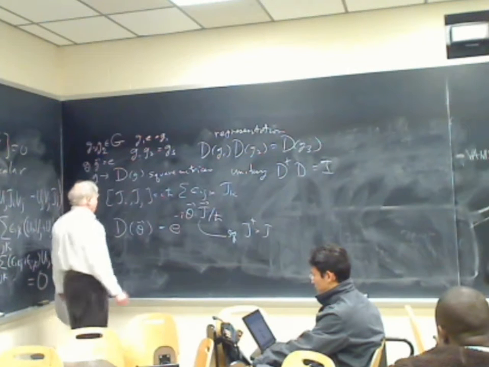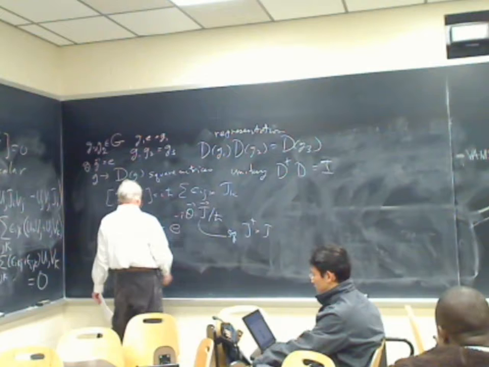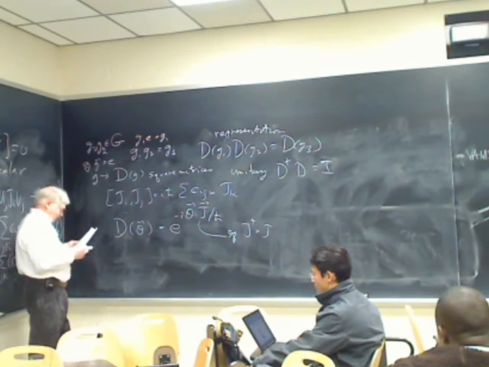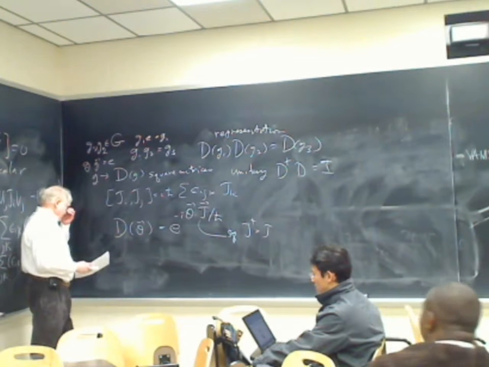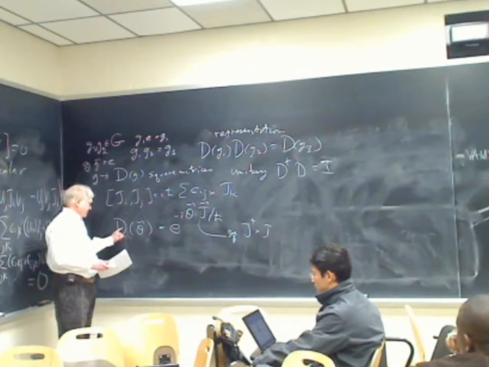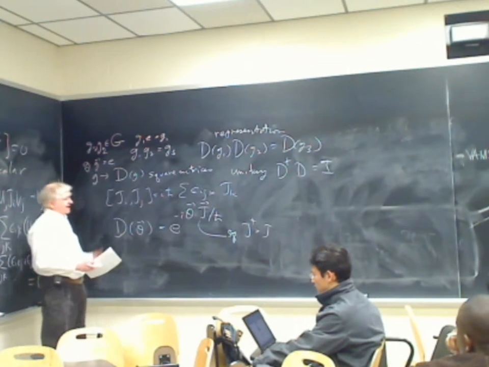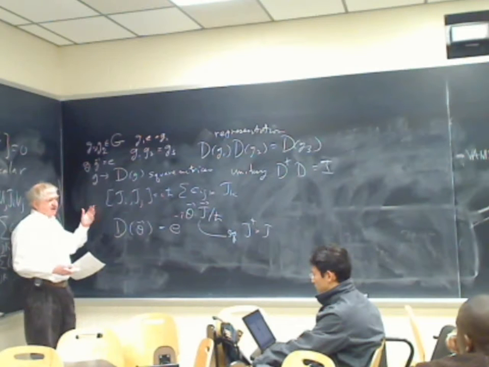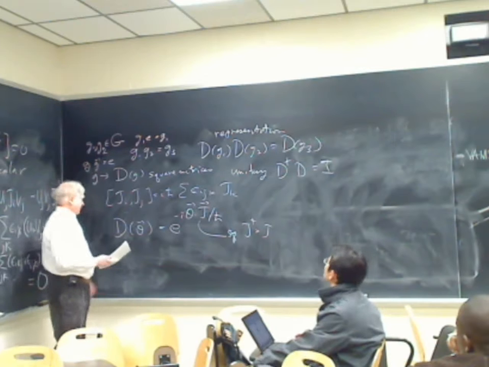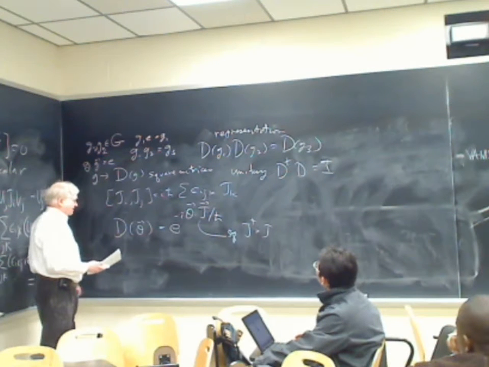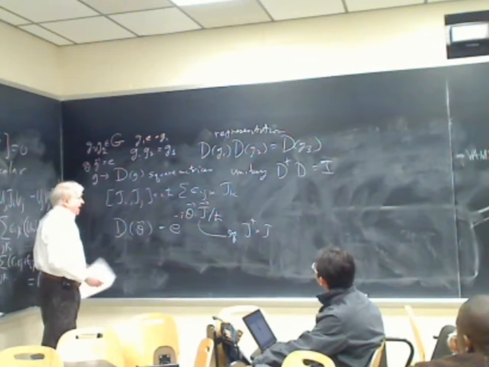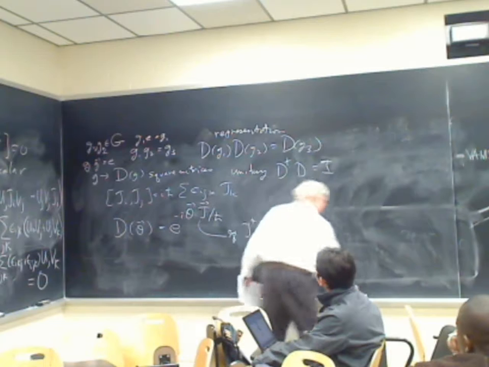We want, if these J's satisfy this commutation relation, then these D's will form a representation of the rotation group. And the matrix elements of this matrix will be identified with various matrix elements of rotations in various eigenstates of J and Jz. Anyway, that was a bit of a tangent.